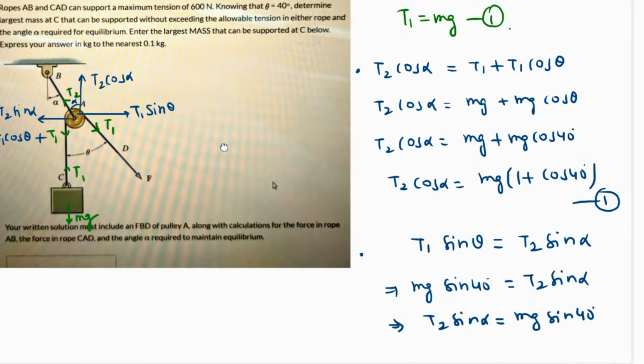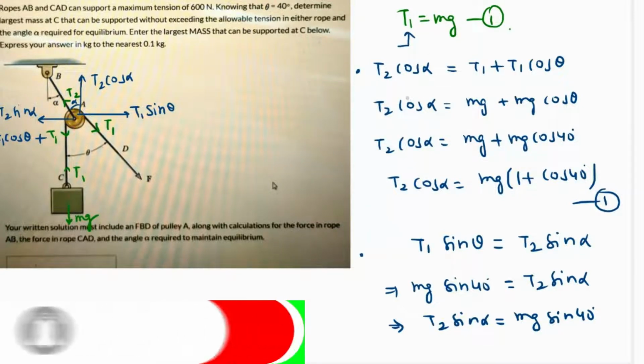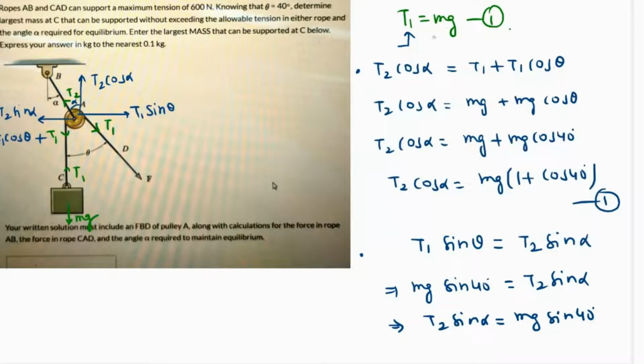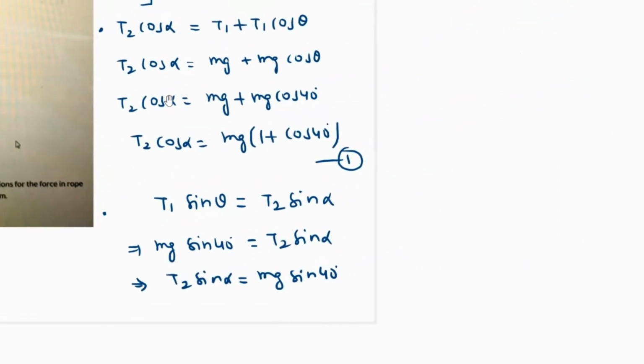Now it's given that the maximum tension can be 600 only in both the cases. If we make T1 as 600, then T2 will automatically be more than 600. Because if you notice carefully, 1 plus cosine of something is a number greater than 1. Let me do a little manipulation with this equation. Can I write this as T2 equal to mg, and mg is nothing but T1, so for the moment let me write it as T1 times 1 plus cos of 40 over cos of alpha.